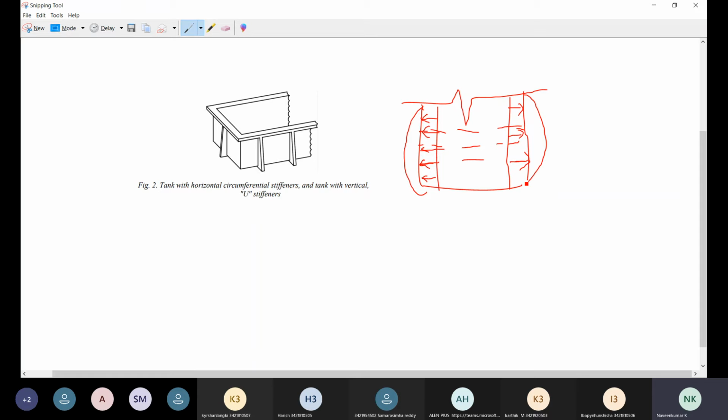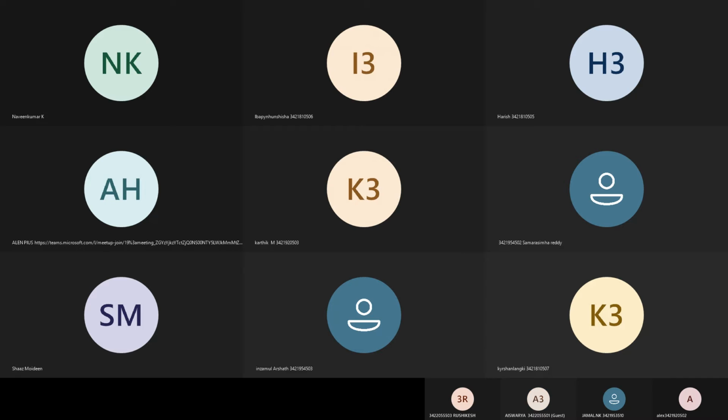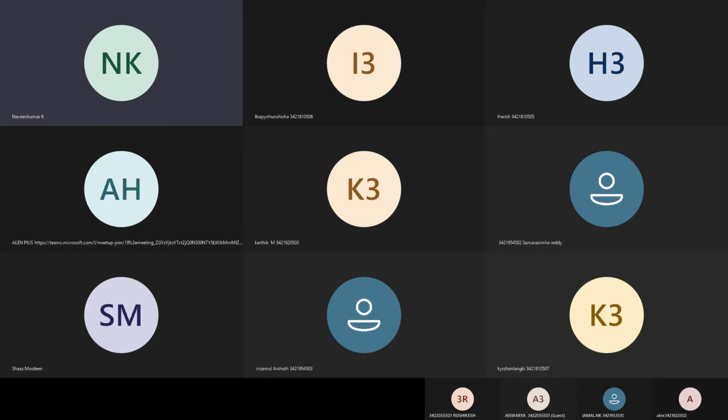So this is the way the horizontal force is applied and the buckling will happen in this way. Okay, so this is the thing. So to provide the stiffness.